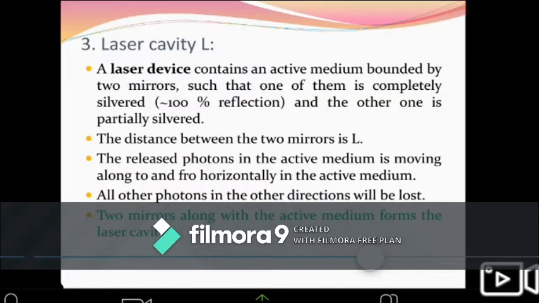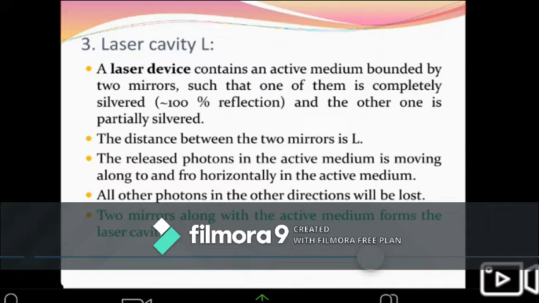The third component is called the laser cavity. What is that laser cavity? You have seen in the diagram the blue lines; they are the mirrors actually. To the left is a 100% reflector, and on the right side you have another. Between these two, the cavity is called the laser cavity. Two mirrors along with the active medium form the laser cavity. A laser device contains an active medium bounded by two mirrors such that one of them is completely silvered and the other one is partially silvered.